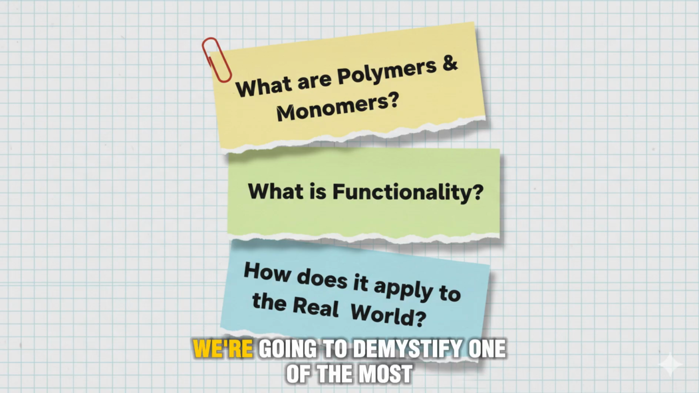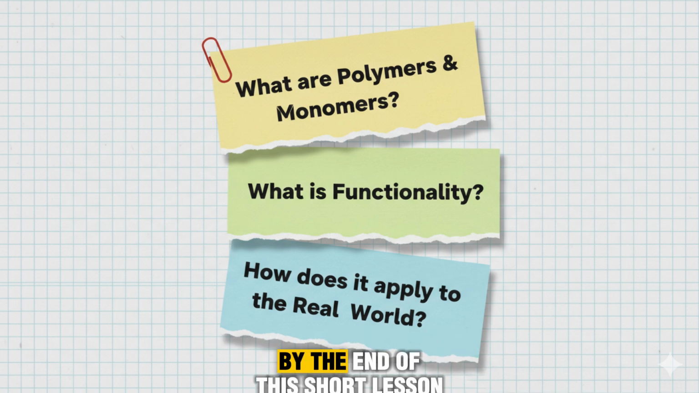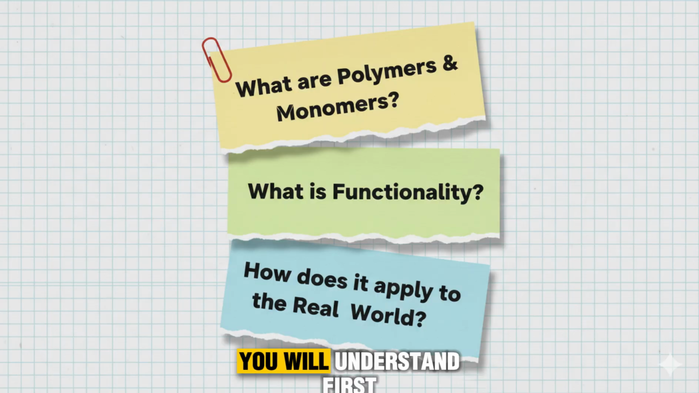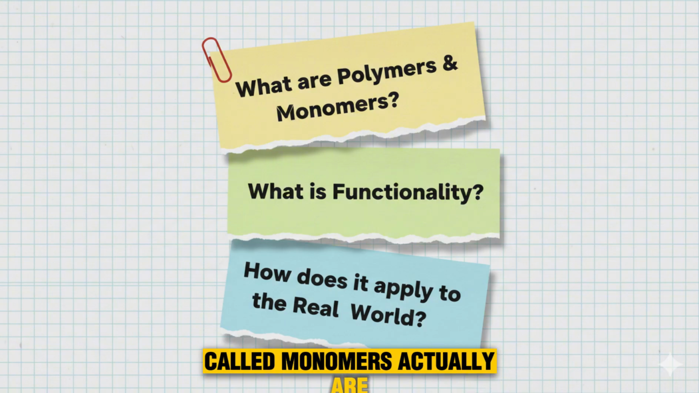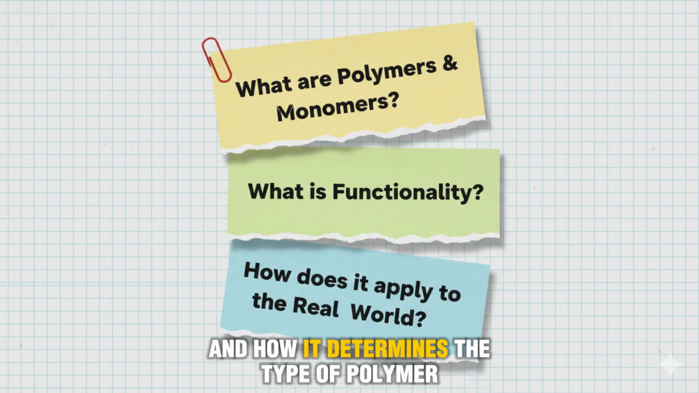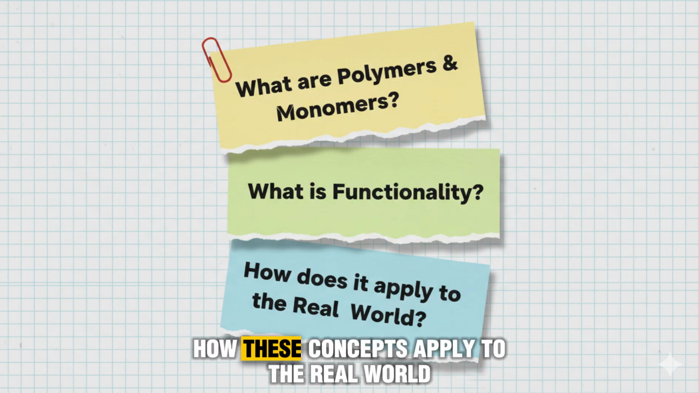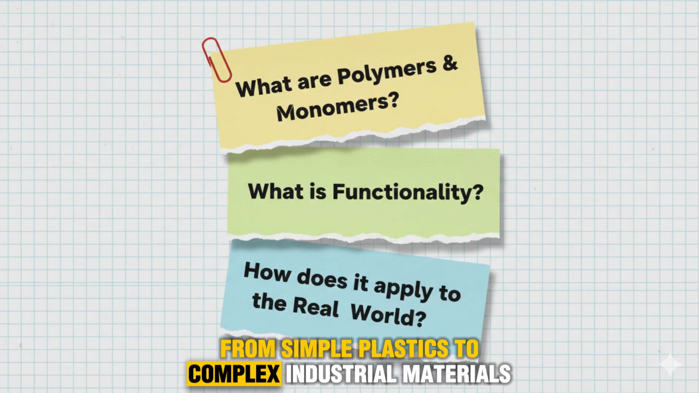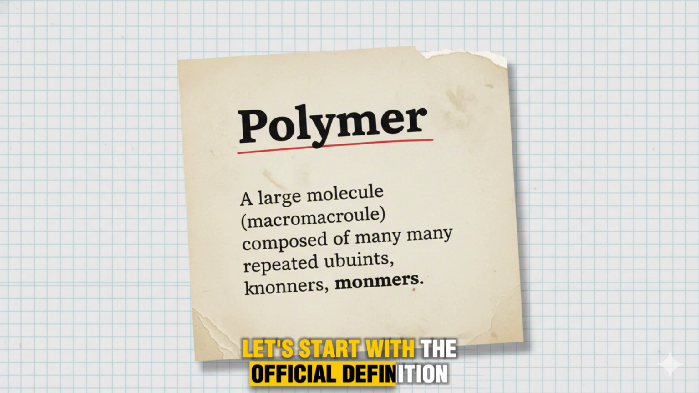In this video, we're going to demystify one of the most important materials in modern engineering, polymers. By the end of this short lesson, you will understand, first, what polymers and their building blocks, called monomers, actually are. Second, the crucial concept of functionality and how it determines the type of polymer you get. And finally, you'll see exactly how these concepts apply to the real world, from simple plastics to complex industrial materials. Let's get started. Let's start with the official definition.